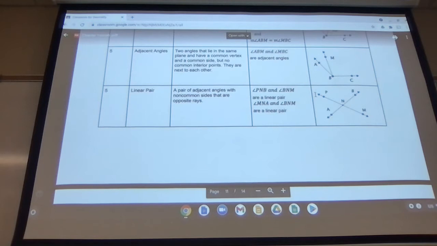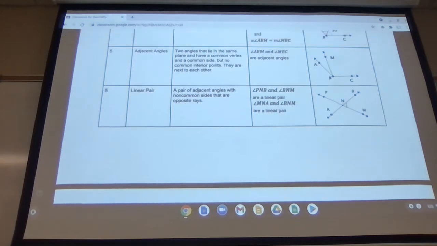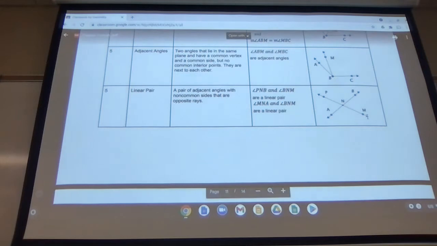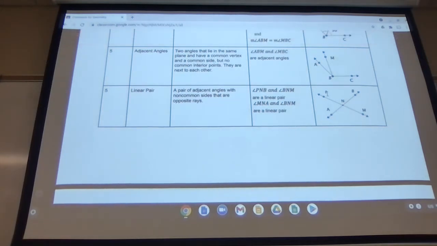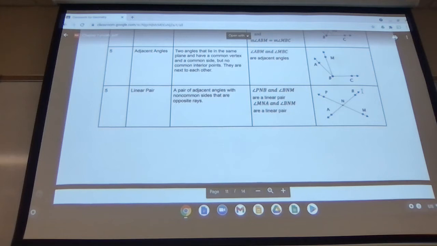I've got several examples here. You look at it, this angle here, PNB, and angle BNM. If you put those 2 angles right next to each other, they form this straight line. You could also do it with these angles here, angle ANP and angle PNB. They're right next to each other. They form this straight line right here. That makes them a linear pair. You'll see a bunch of linear pairs this year. Any questions with linear pair?